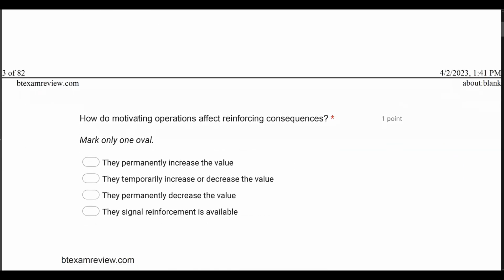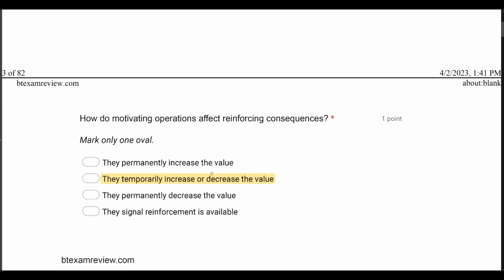And then finally, how do motivating operations affect reinforcing consequences? When we talk about MOs, motivating operations, we're talking about something that alters the value of consequences. Okay, it makes you want something or not want something. So we're altering the value. Motivating operations alter the value of reinforcing consequences. They don't permanently increase the value. They don't permanently decrease the value. They temporarily increase or decrease the value of consequences.